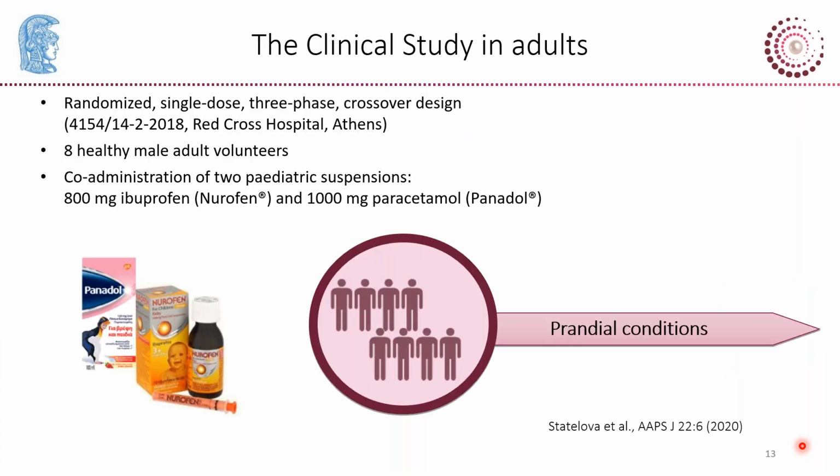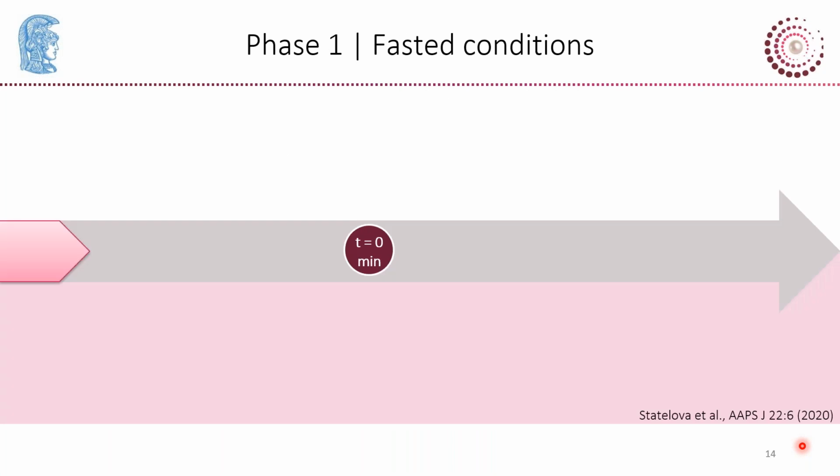This study was a single dose randomized crossover 3-phase comparative oral bioavailability study with a washout period of 1 week. A total of 8 healthy adult volunteers completed all 3 study phases. Now let's see these phases.